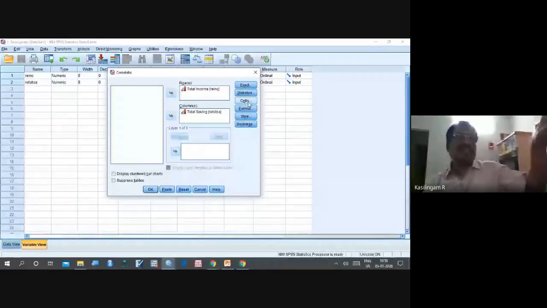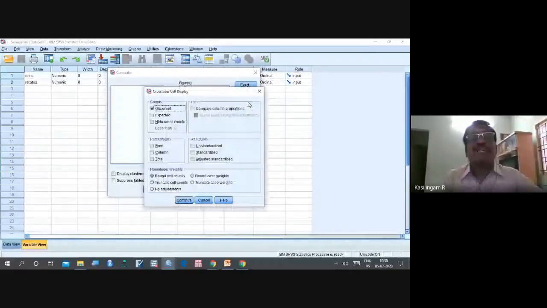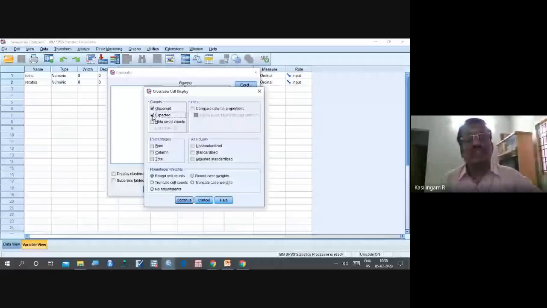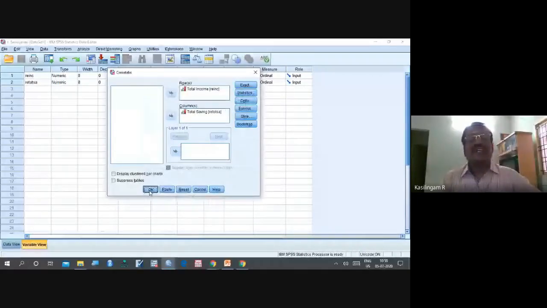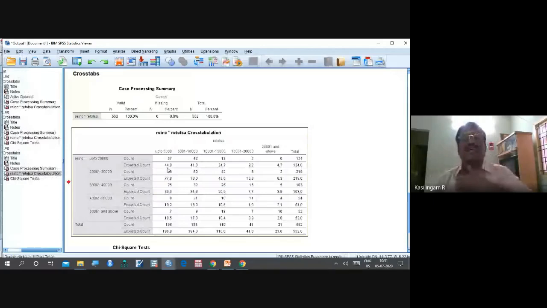Each cell I have O. Okay, O minus E. I need to get each cell. Then click each cell. Then observed is already there. Then I have to click this expected. If I click this expected and continue, then I will get this table, right? This table. So 44, like all this table I have put in a later slide also, right? So this expected value table, all these things.